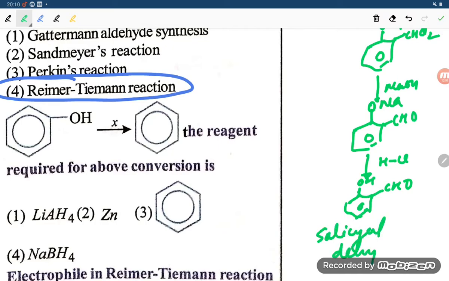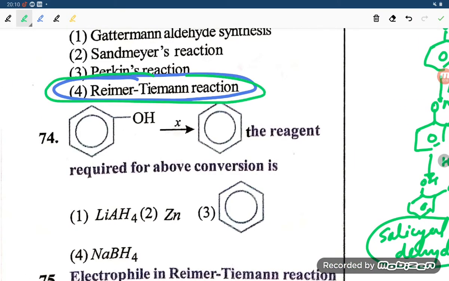This is known as what? Salicylaldehyde. This product is known as salicylaldehyde, and the reaction is known as the Reimer-Tiemann reaction. So the correct option is option number 4.